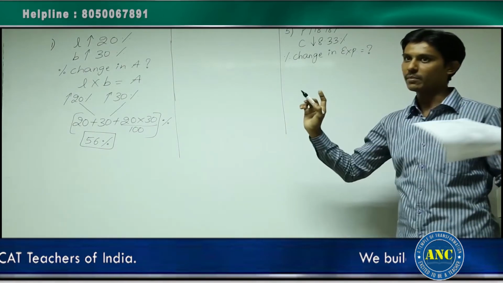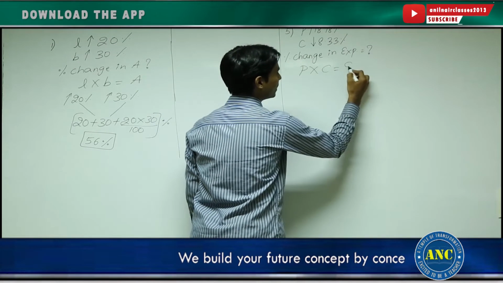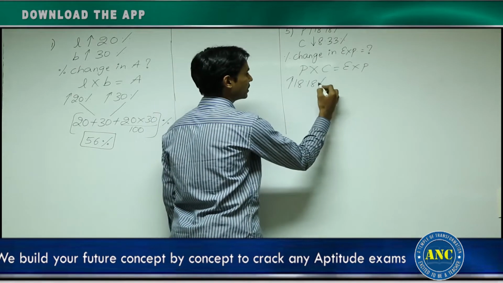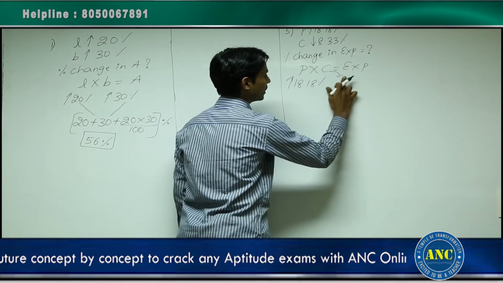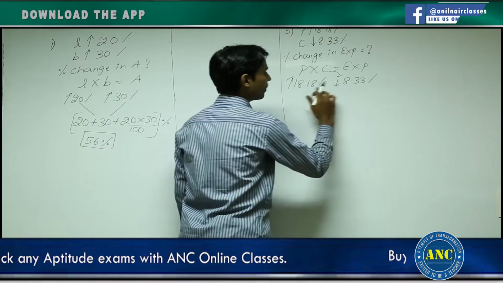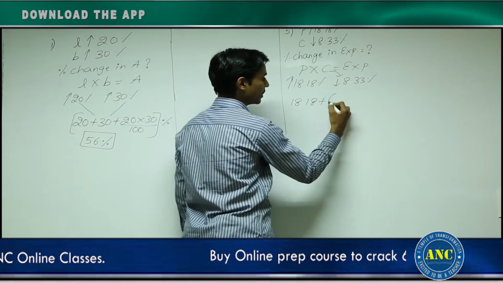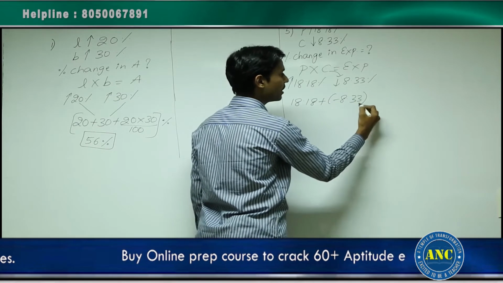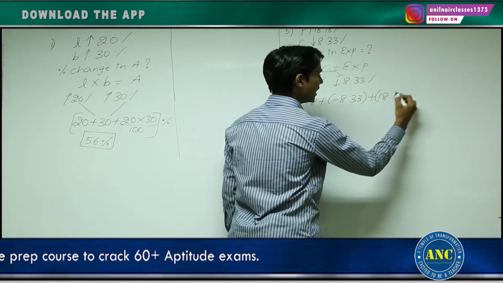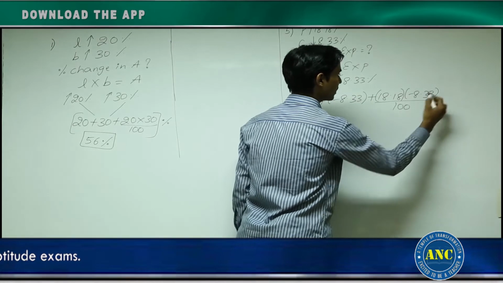Please see here. Same approach. Listen to this carefully. Price into consumption is expenditure. Price increases by 18.18%. Consumption decreases by 8.33%. Two percentage changes. If I apply successive percentage, A plus B, because it is a decrease, I am putting a negative sign. A plus B plus A into B by 100%. 18.18 into minus 8.33 divided by 100%.